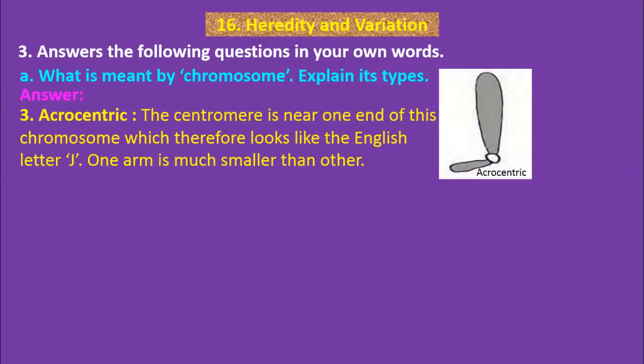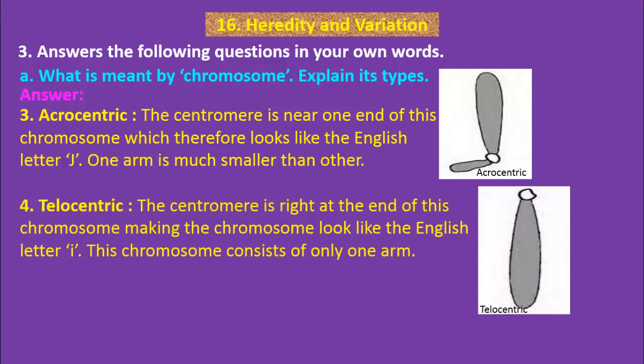3. Acrocentric. The centromere is near one end of this chromosome, which therefore looks like the English letter J. One arm is much smaller than the other. 4. Telocentric. The centromere is right at the end of this chromosome, making the chromosome look like the English letter R. This chromosome consists of only one arm.